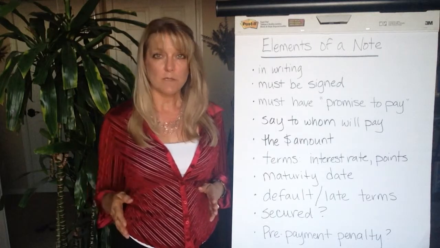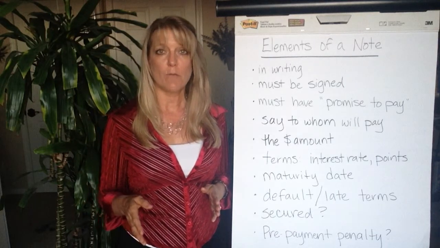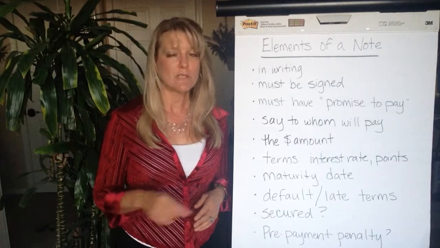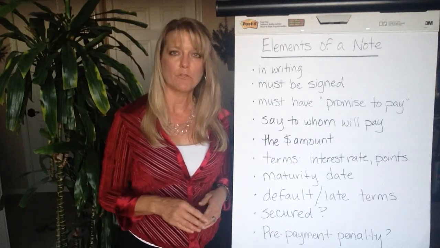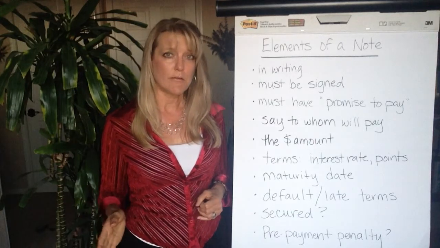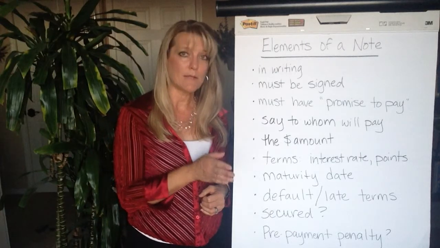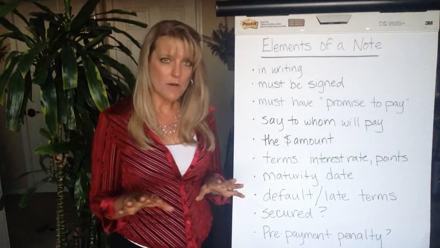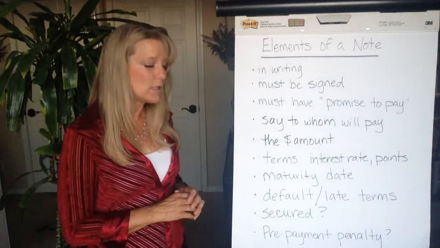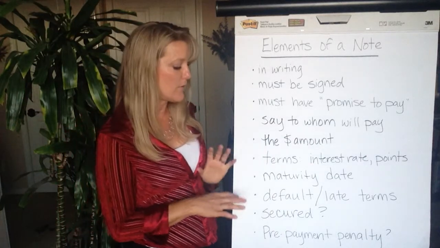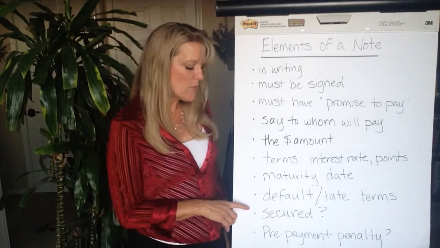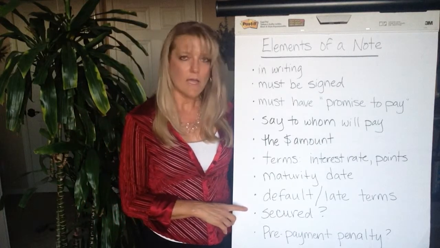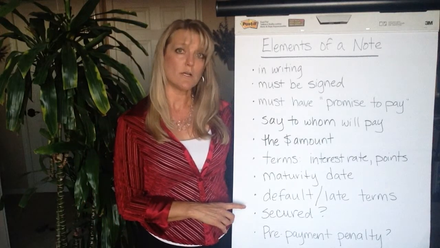But then if 2 months have gone by, they go into what we call a default interest rate, which is a higher interest rate than what the original terms are. And that default rate is retroactive all the way back to the first missed payment. So whatever the terms are, you're just going to want to make sure they're clearly notated in the body of the note. You're also going to want to specify if the note is secured or unsecured.